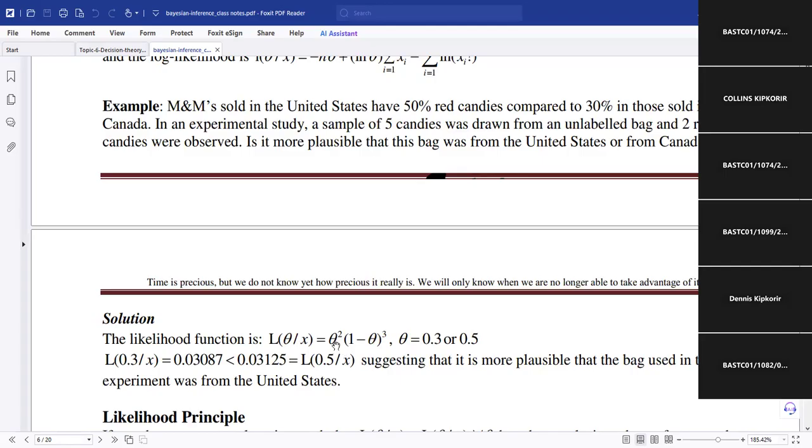We take theta squared, which is 0.5 squared, we square that, and you multiply it by 1 minus 0.5 raised to power 3. And that is giving us 0.3125. So when you make a comparison, we are seeing that this one is less than this, suggesting that it is more plausible that the bug used in the experiment is from the US, which is giving us a higher probability. So more probability from the US as compared to that from Canada.